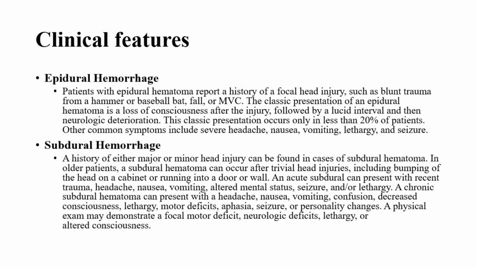Subdural hemorrhage. A history of either major or minor head injury can be found in cases of subdural hematoma. In older patients, a subdural hematoma can occur after trivial head injuries, including bumping of the head on a cabinet or running into a door or wall. An acute subdural can present with recent trauma, headache, nausea, vomiting, altered mental status, seizure, or lethargy. A chronic subdural hematoma can present with a headache, nausea, vomiting, confusion, decreased consciousness, lethargy, motor deficits, aphasia, seizure, or personality changes. A physical exam may demonstrate a focal motor deficit, neurologic deficits, lethargy, or altered consciousness.